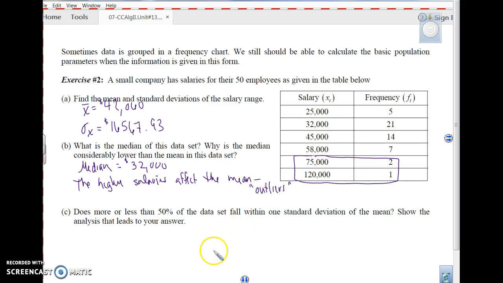Okay, so does more or less than 50% of the data fall within 1 standard deviation of the mean? Show the analysis that leads to your answer. All right, so let's save this for the next class and we'll finish up the rest of the notes then as well.